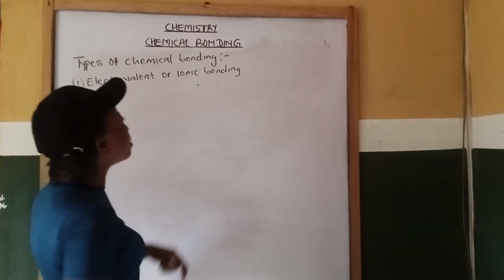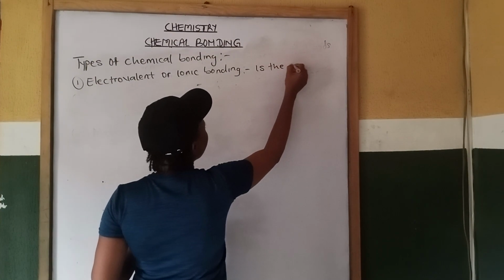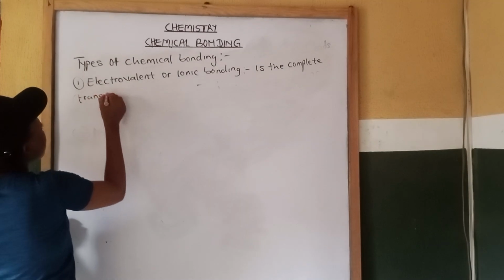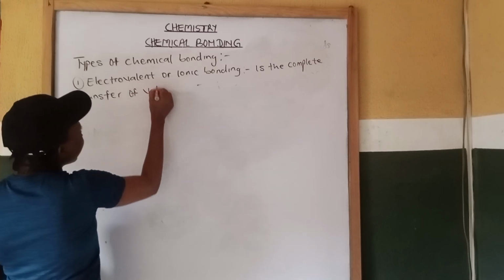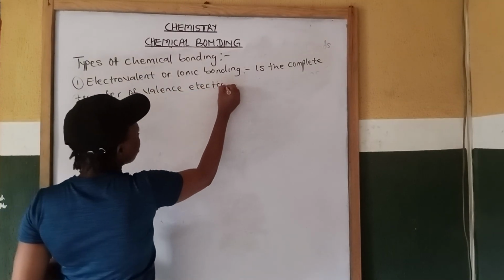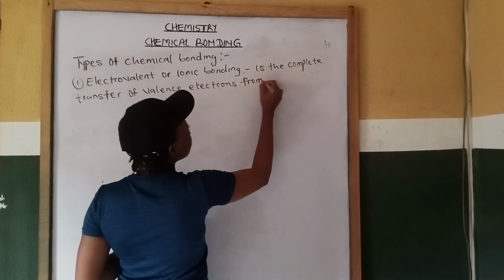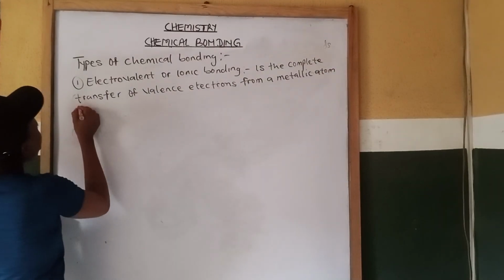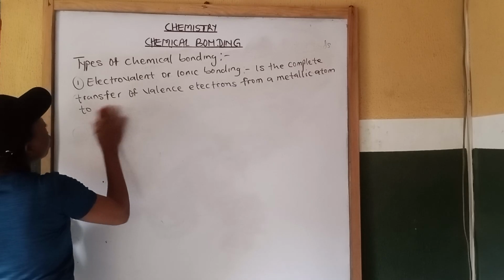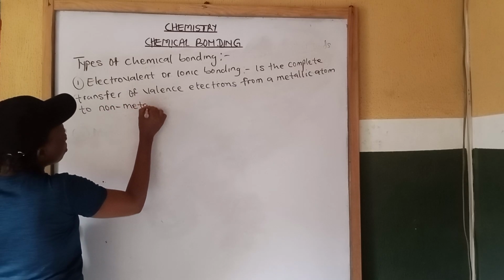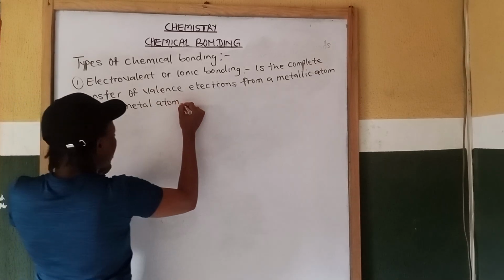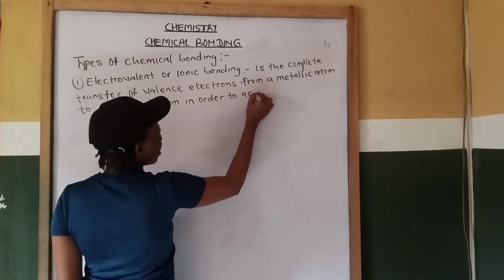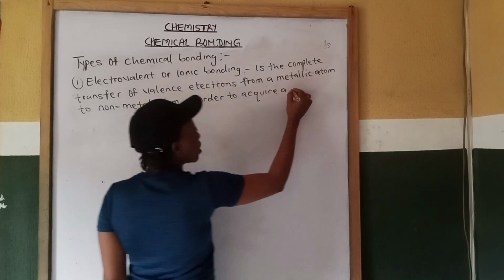Then what is electrovalent bonding? It is the complete transfer of valence electrons from a metallic atom to a non-metallic atom in order to acquire a noble gas structure.